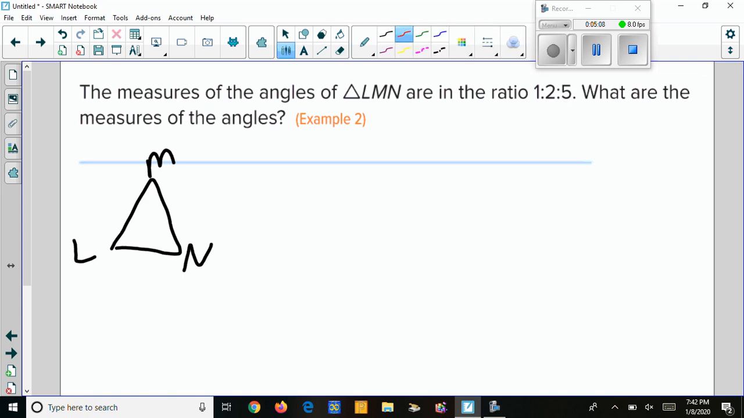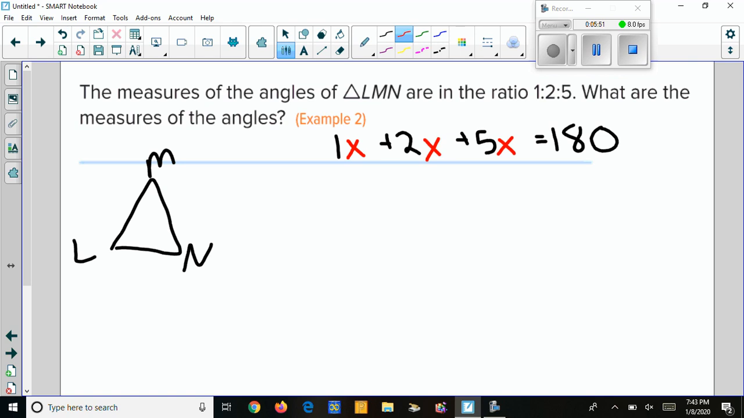And what I was showing was, I know that if I add the angles of a triangle together, they equal 180 degrees. But I also know 1 plus 2 plus 5 is not 180. We need to make those numbers bigger, and we do that by multiplying it by some number. Since I do not know what that number is, I'm going to call it x. And I'm going to multiply all three numbers by x.